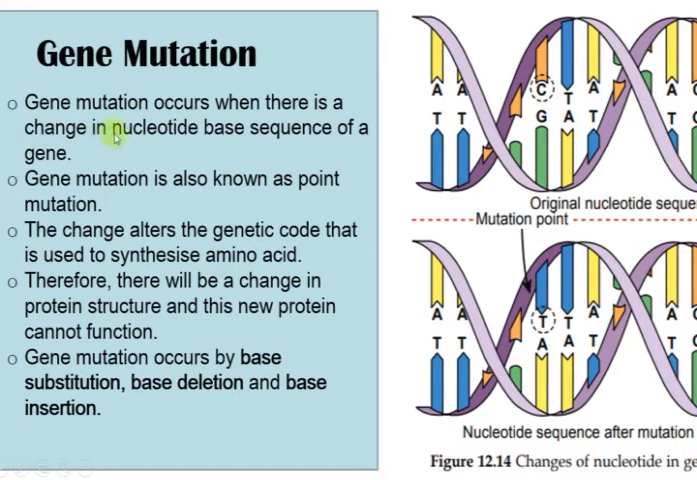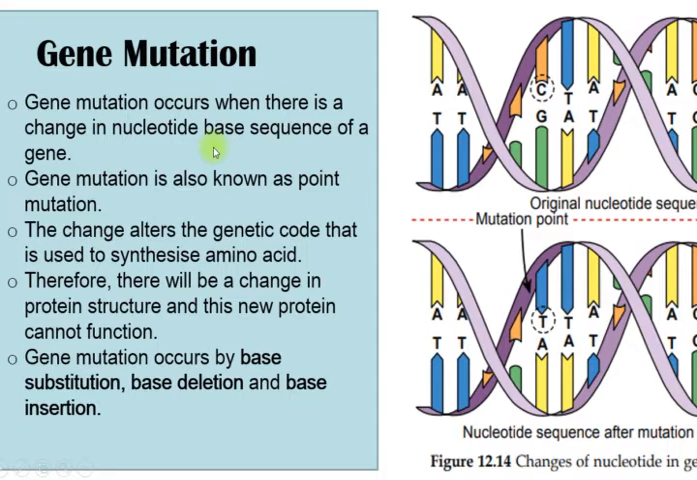Right, so change in nucleotide. Do you still remember what is a nucleotide? Nucleotide refers to the basic unit of the nucleic acid. So the nucleotide consists of what? Consists of three components. Do you still remember what they are? Yeah, they are pentose sugar, phosphate group, and also nitrogenous base. Right. So when there is a change in a nucleotide base sequence, it will cause gene mutation.